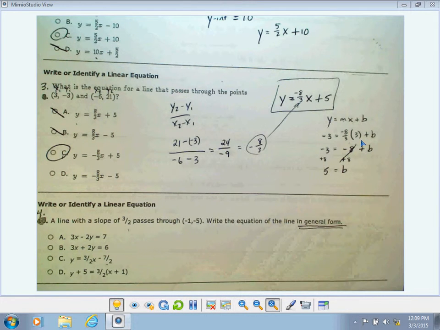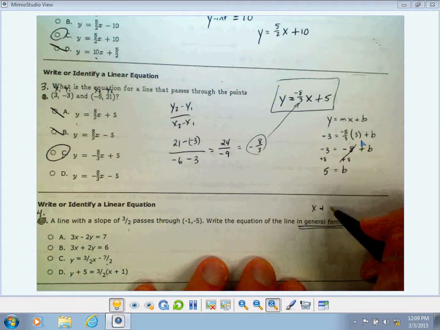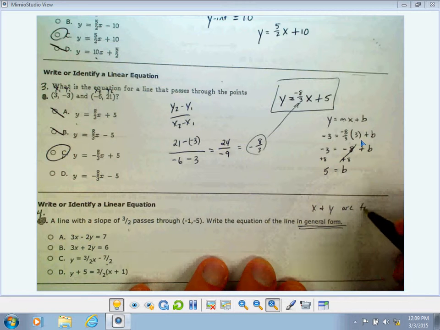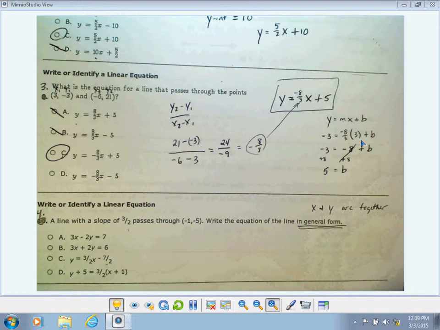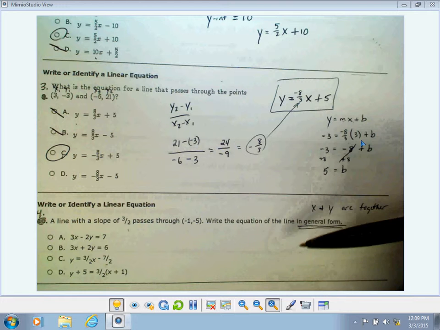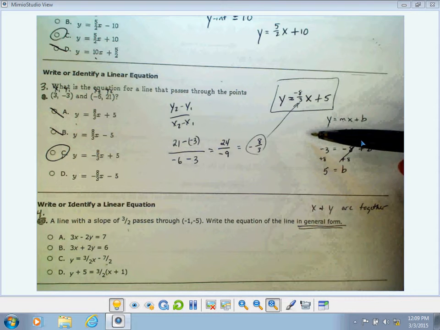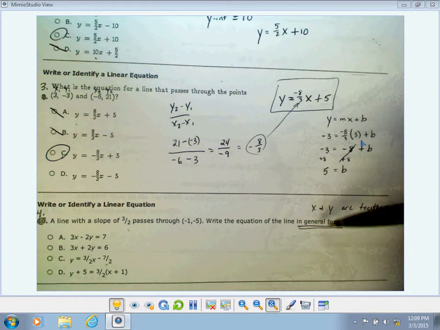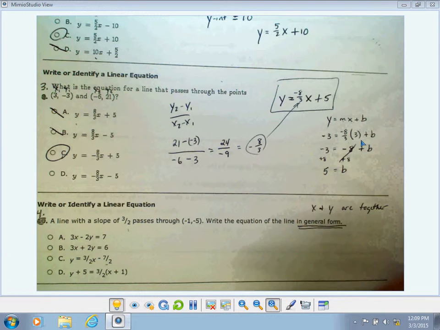So general form means x and y are together. So instead of writing y equals mx plus b, that's slope-intercept form, where the y is on one side and the x is on the other side of the equal sign, we're going to write an equation where they are together. The thing is I need to write it in the way I know how, which is much like the one we wrote right here. But then at the last point, I'm going to move the x over to the other side. You'll see what I mean.